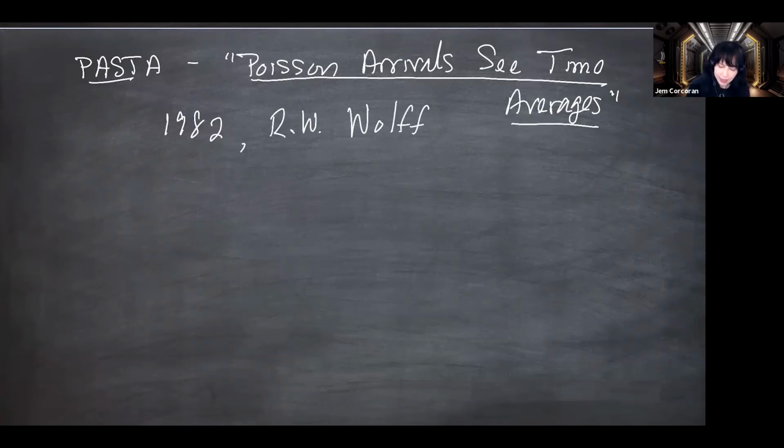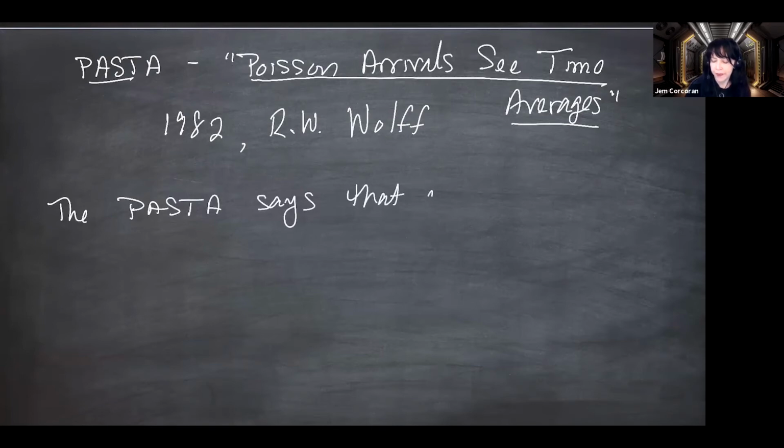So the pasta property says the following. It says that arriving customers see the state of the system. Oh, I didn't even give you a setup. This is usually used for queues, but it could be used for really any kind of stochastic system where the arrivals, the external arrivals, are a Poisson process. And they need to be independent of what's going on.